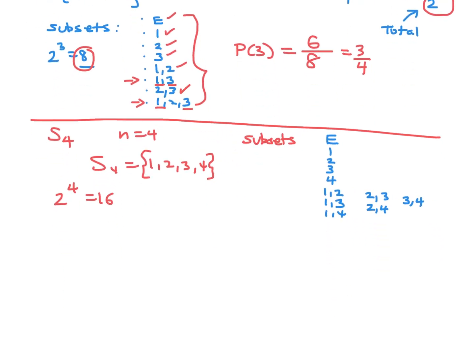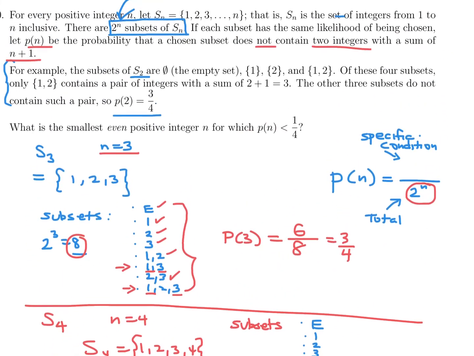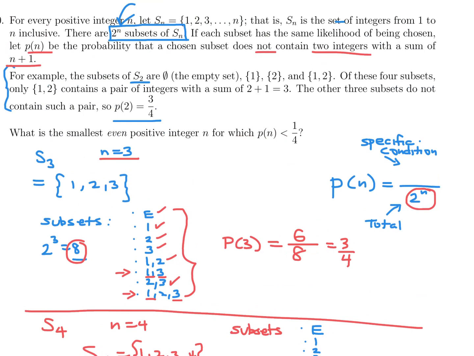Okay, and then we've got to add the triples. So 1, 2, 3, 2, 3, 4, 1, 3, 4, and 1, 2, 4. And then finally all 4 of them, 1, 2, 3, and 4. So let me see, is that 16? 1, 2, 3, 4, 5, 6, 7, 8, 9, 10, 11, 12, 13, 14, 15, 16. Yes, 16. Great.